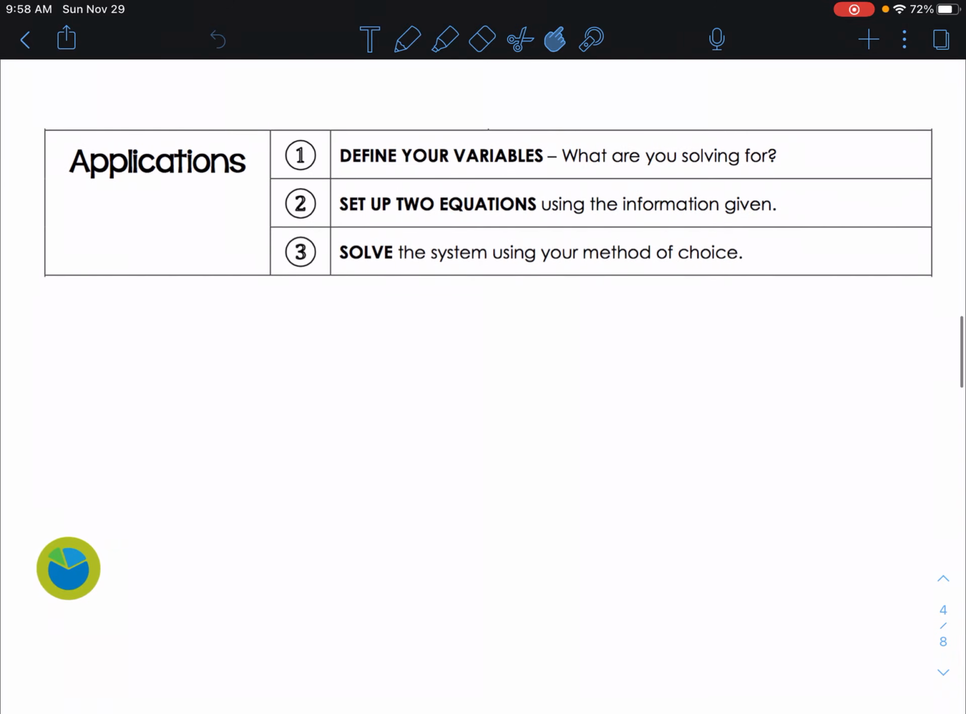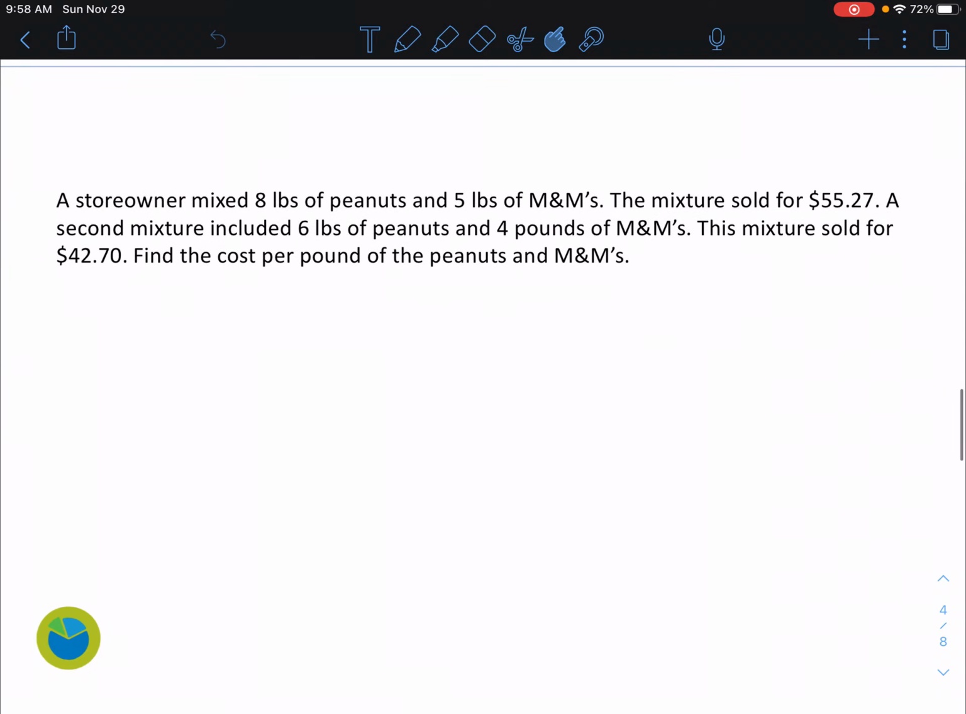Okay, when you are given a word problem, the first couple of things that you want to do is to define your variables. In other words, what are you solving for? Once you've determined that, you want to set up a couple of equations using the information that's given, and then lastly, solve the system using your method of choice. You'll notice a lot of times that will be elimination, so don't be surprised by that. All right, let's take a look at how this works.